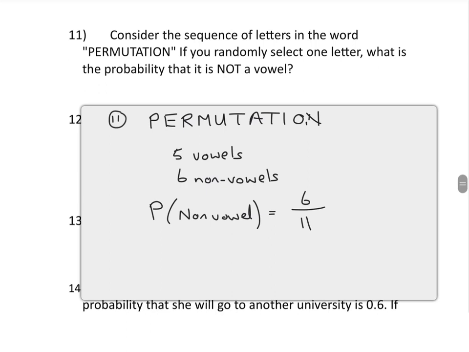Okay, question 11 here, permutation. I've done this one already, but we'll go through it. It's got 11 letters, 5 vowels, and 6 non-vowels. And the question says, find the probability of selecting a letter and getting a non-vowel. So it's just going to be the 6, which is the number of non-vowels, divided by 11, the number of letters in permutation. And 6/11 equals 0.545, which equals 54.5%.